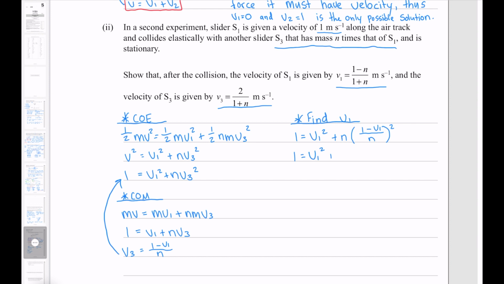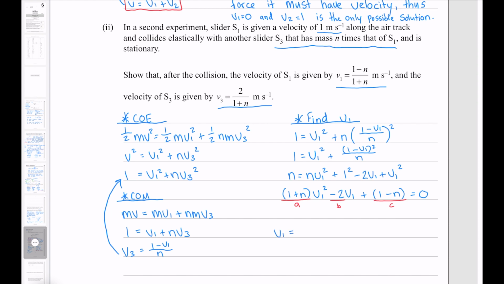Simplifying that down, and multiplying both sides by n to get it out of this denominator, and then expanding our brackets out. Simplifying this down, and also making it equal to 0. What we end up with is a quadratic, which I'm going to use the quadratic formula on, where this term here is our a, -2 is our b, and 1 minus n is our c.